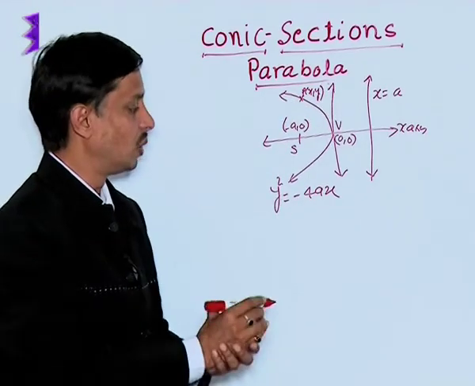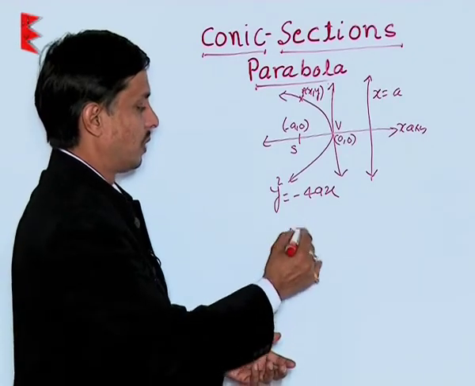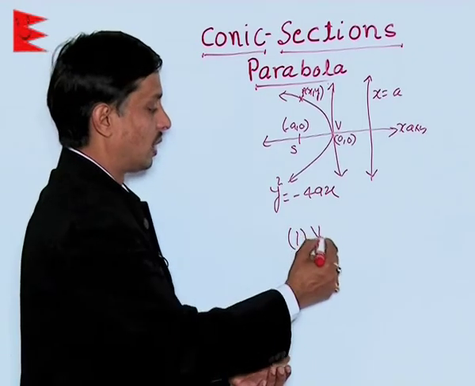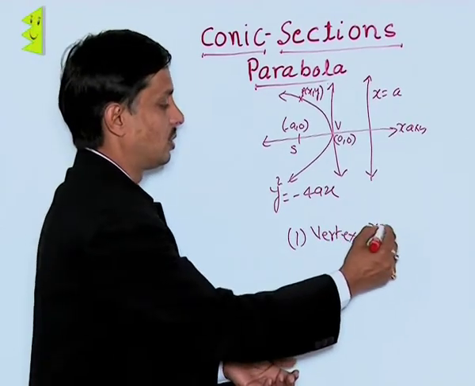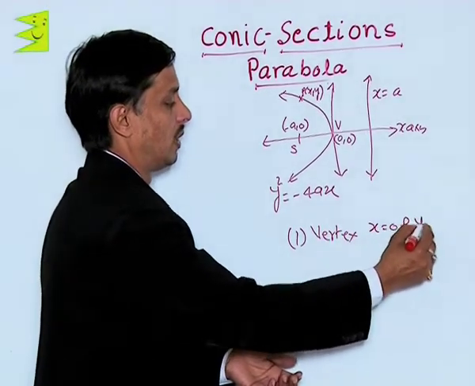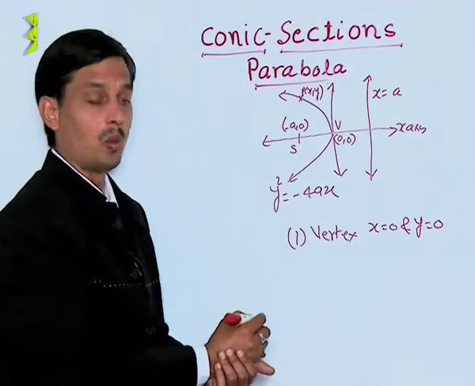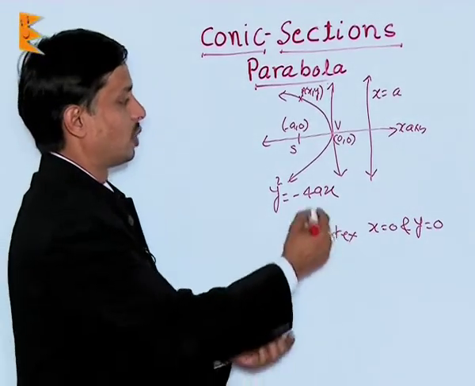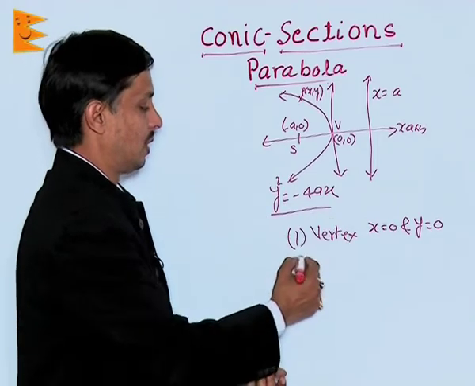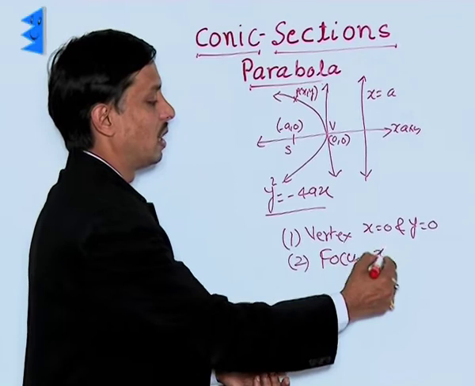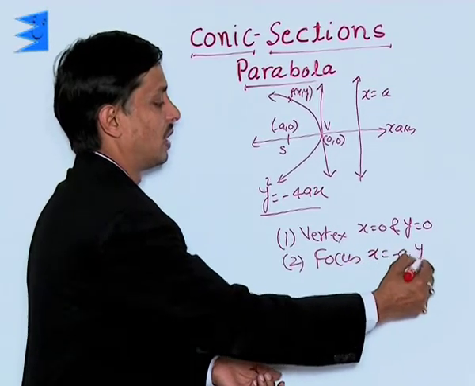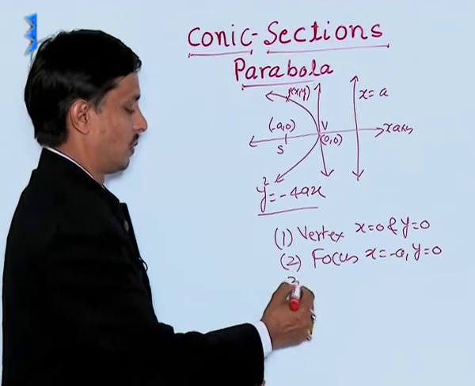So, if I tell you the properties, number first, what are the coordinates of the vertex? It is x equals 0 and y equals 0. These are the vertices, the vertex of the parabola of the second type. Then what are the coordinates of the focus? The focus is given by x equals minus a, y equals 0.